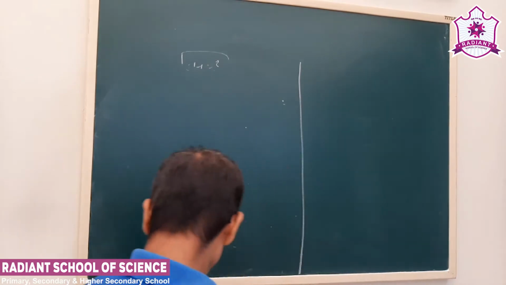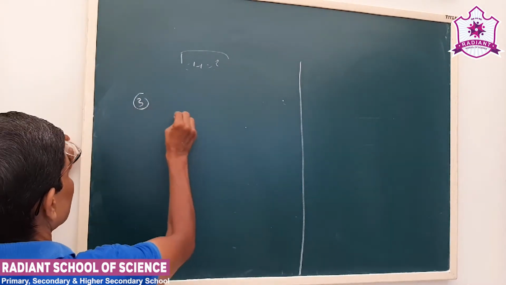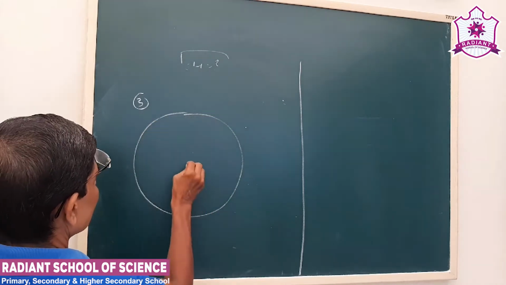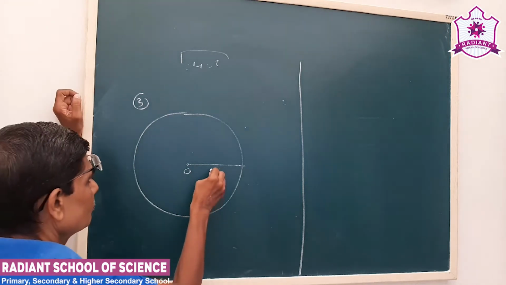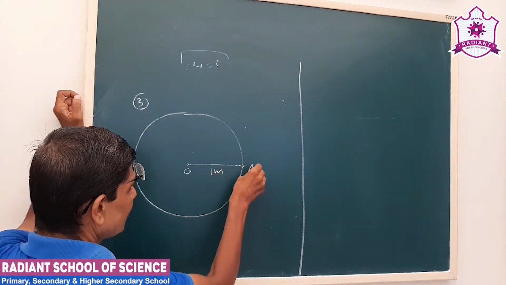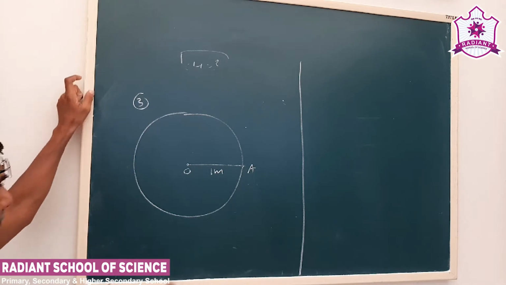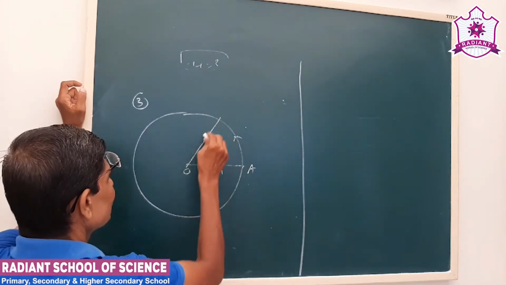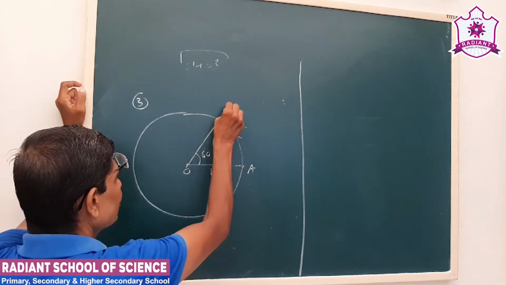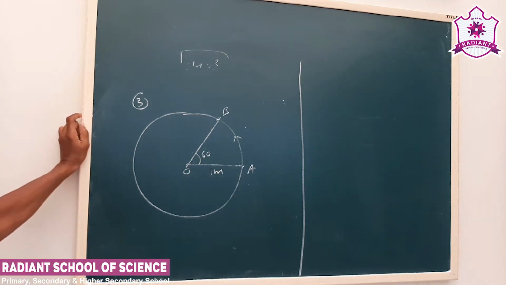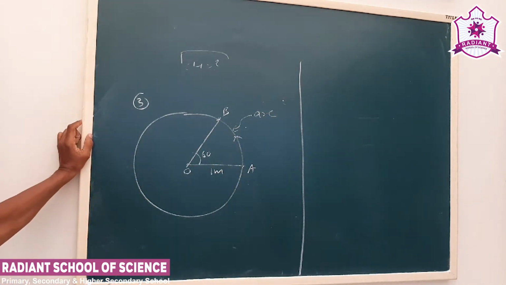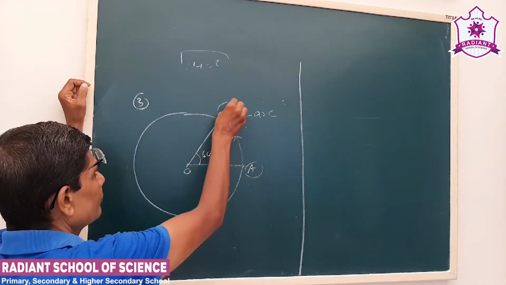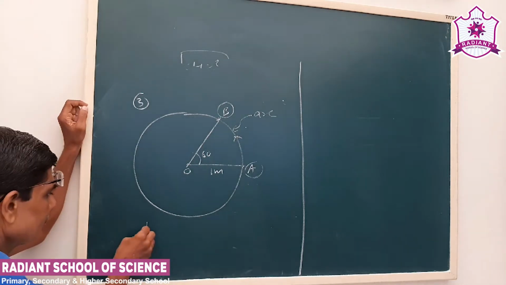Now we take another MCQ. An object moves on a circular path of radius 1 meter. Starting from A, it traverses an angle of 60 degrees and finally reaches B. So it moves on this arc AB. What will be the displacement? It starts from A and ends at B. What will be the displacement?